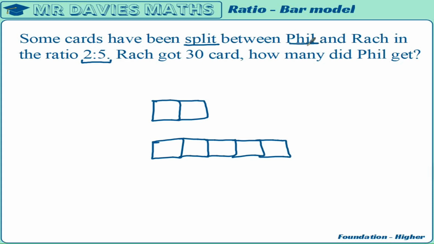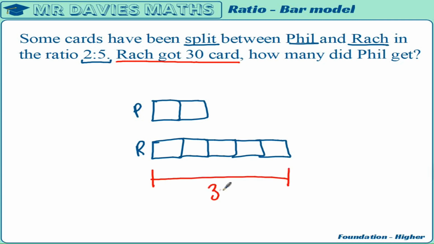Right, so Phil's name was first, so there's Phil. Then we got Rach. What piece of information have we been told? Well, we get told that Rach got 30. So if Rach ended up with 30 cards, how much was in each one of Rach's boxes? Well, she's got 5 boxes, so 30 shared between her 5 boxes means that there must have been 6 in each one of her boxes.